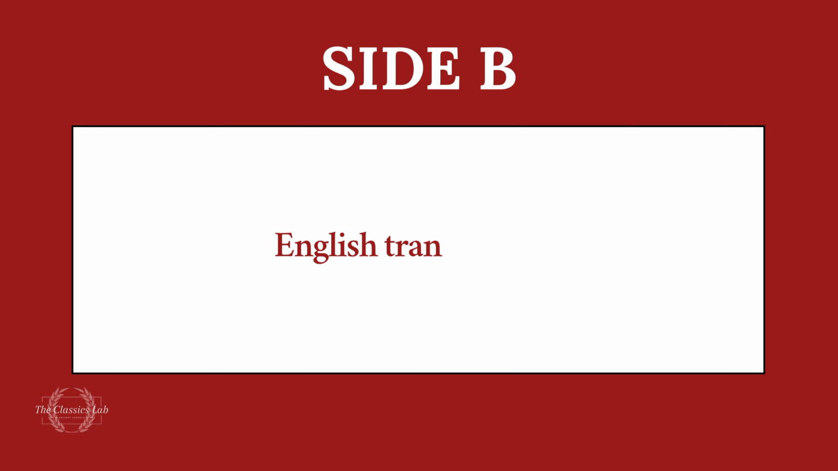On the opposite side of your flashcard, you will write the English translation. If there are multiple translations into English for one Latin word, then you want to try and write about 3 to 5 different meanings that it has in English. Let's take a look at what this actually looks like on a flashcard.